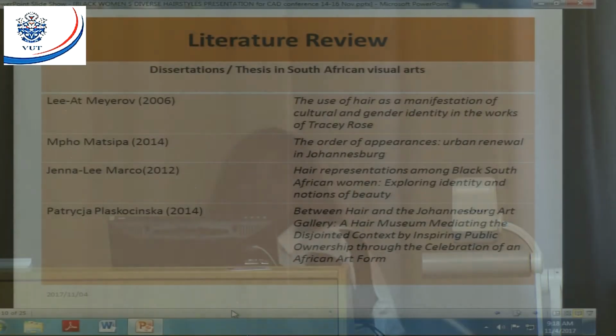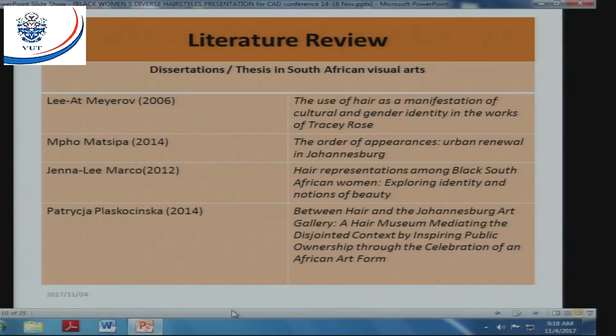So this is the literature review that I've looked at that deals with hair. Liette Mevo, with the title The Use of Hair as a Manifestation of Cultural Gender Identity in the Work of Tracy Rose. In this study, Liette focused on a dominant artist in South Africa. She focuses on a colored identity. What she says in the dissertation is that a colored identity is somebody who's more black and less white.